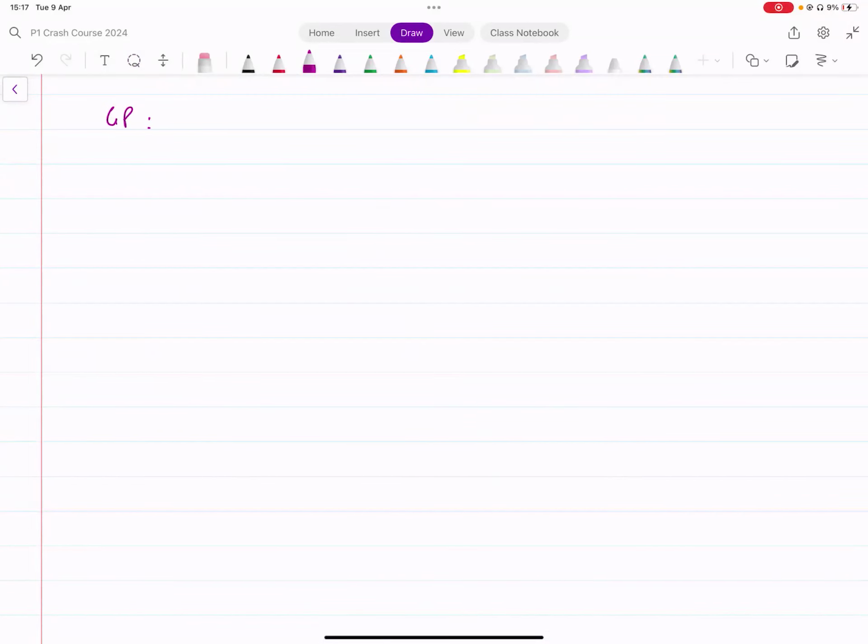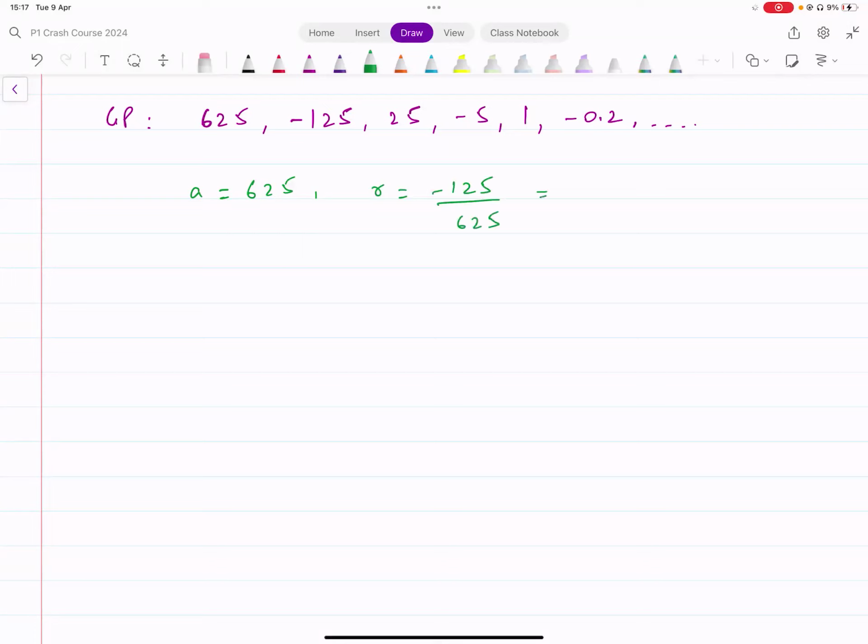Let's say you have 625 minus 125, 25 minus 5, 1 minus 0.2, and so on. This is what the sequence looks like. Now, this is also a GP because the ratio between the terms is constant. You can find the ratio like this. The first term is 625. The ratio is minus 125 divided by 625, and that gives you minus 1 over 5, which is minus 0.2. That's the ratio between these terms. That's a constant ratio. So it's a GP.